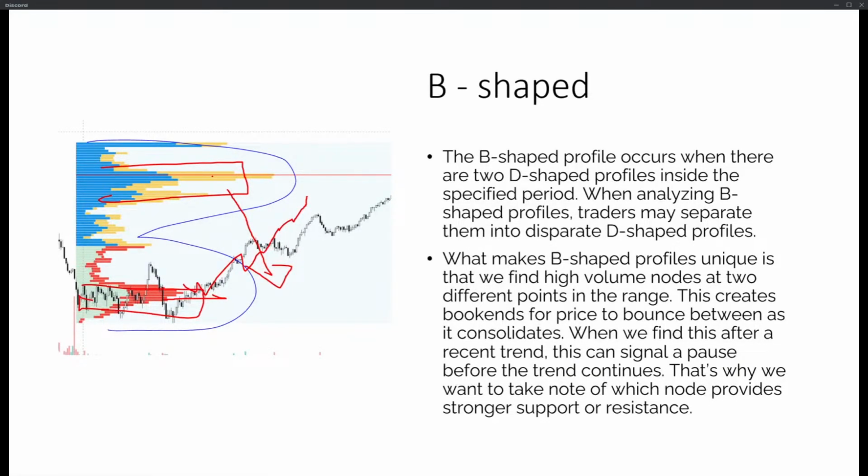Typically when you break the range of a double distribution profile like this one, if you break it to the upside, you have to be really careful that you're not caught on the wrong side of this trade. If you're shorting the top here, once we break this HVN, you learn a really good lesson not to do that.